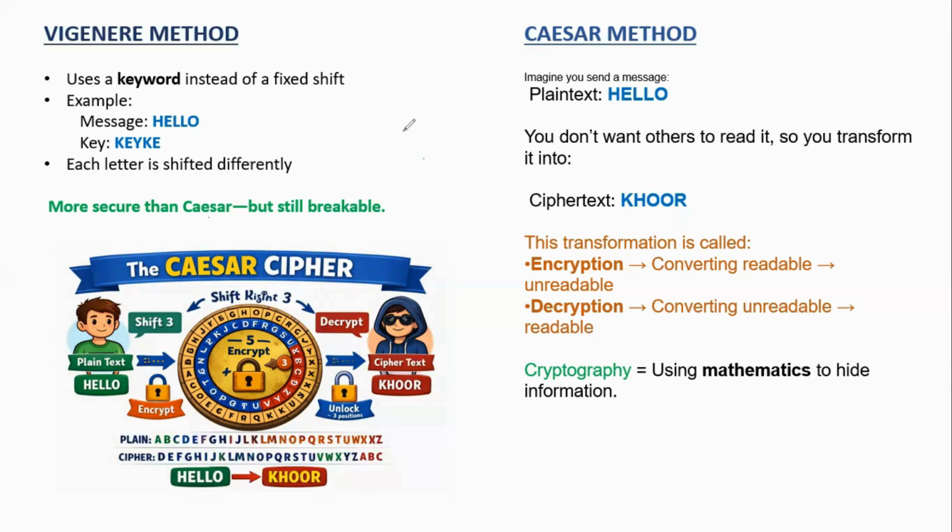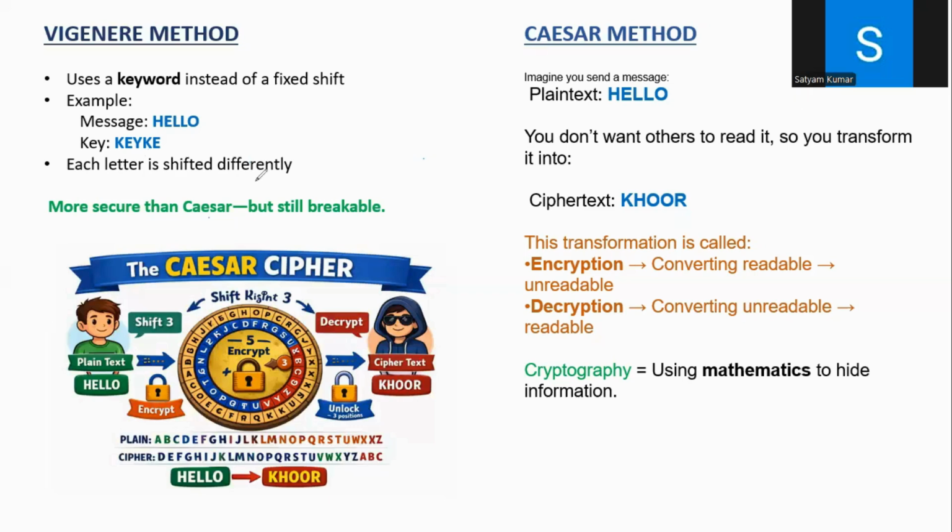In this method, all letters are shifted 3 times, but in this case, it uses some keyword. Like the keyword is key, and hello message consists of 5 letters, whereas key consists of 3 letters. So you have to repeat it until it consists of as many letters as in the hello.